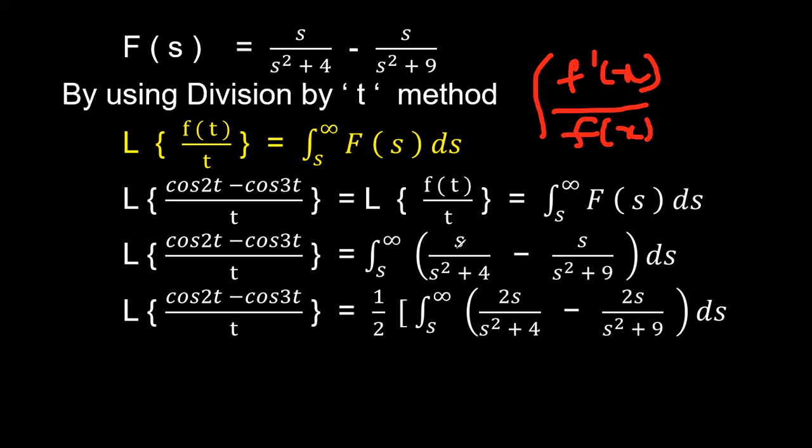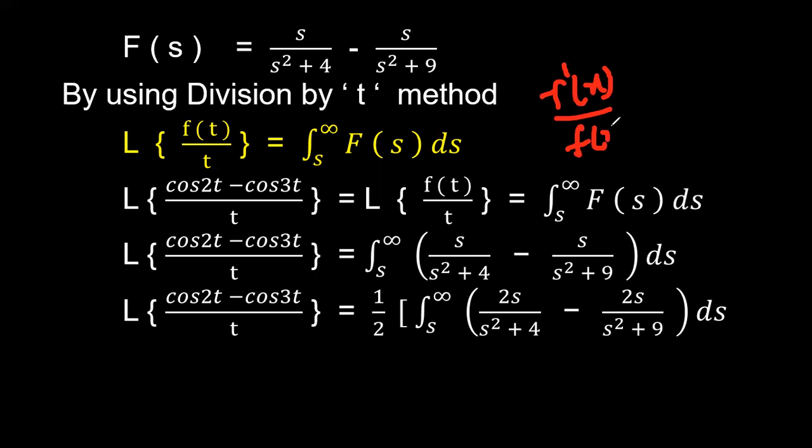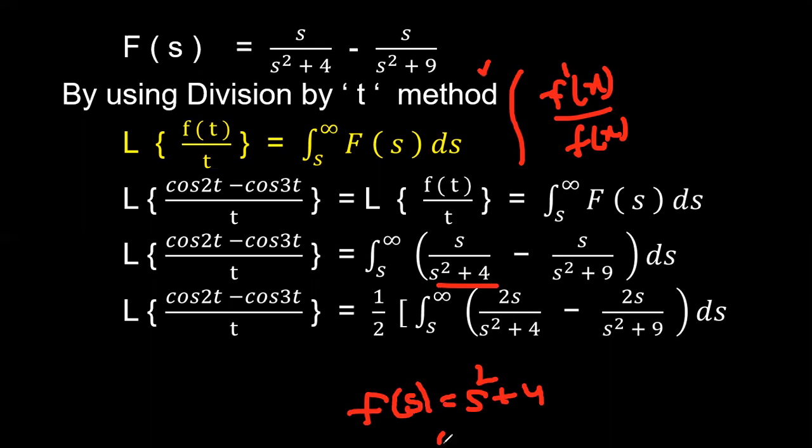Now we have to divide this integration separately. That is integration from s to infinity of s by s square plus 4 minus s by s square plus 9 into ds. If you see carefully, this equation is now of the form f dash x by f of x. The first formula is not satisfied, so we check for the next form. This is your next form. What is f of x here? X square plus 4. This is your f of x, that is nothing but the denominator function. If you differentiate this denominator, what will you get?